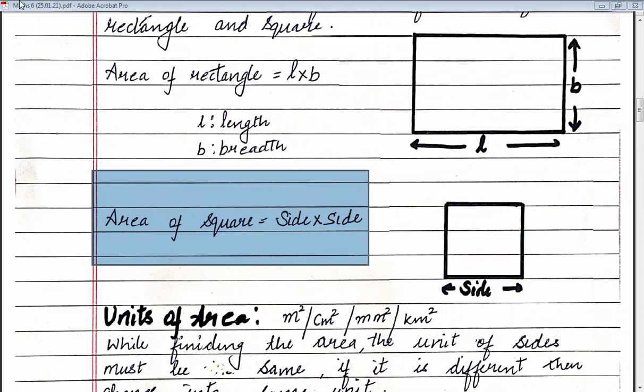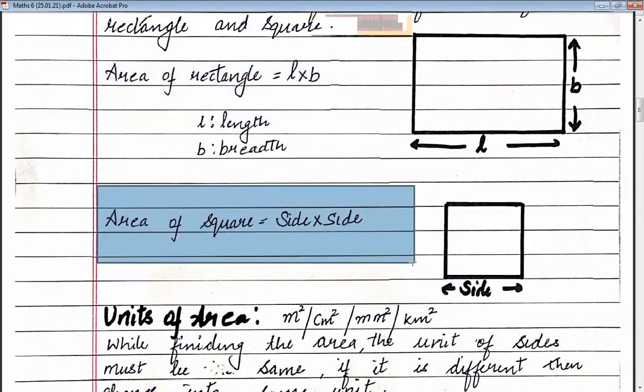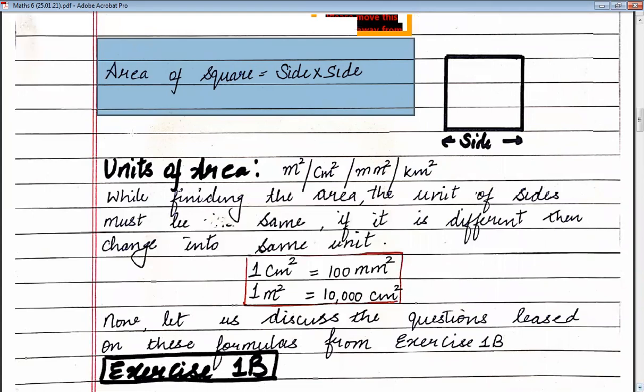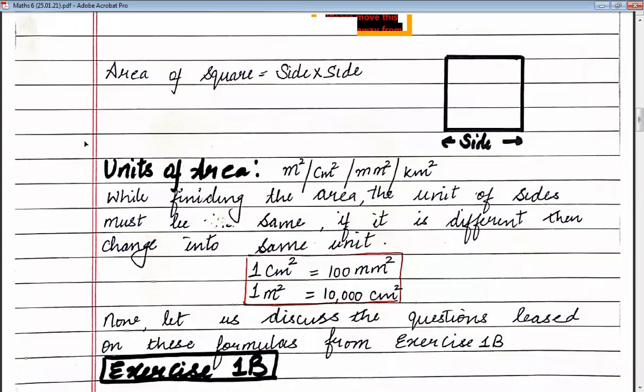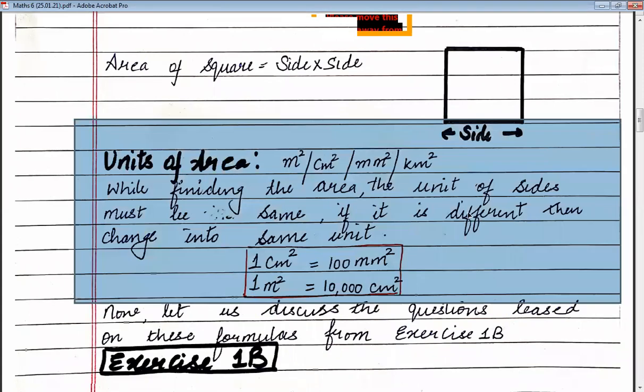So these are the formulas of area of rectangle and area of square. Let us repeat one more time. Area of rectangle is length multiplied by breadth, and area of square is equal to side multiplied by side. Now, children, please learn these formulas. It's very important. Now, let us discuss the units of area. Children, you have to be very careful while writing the units.